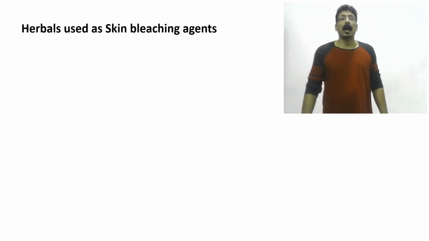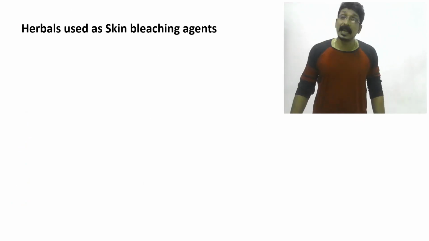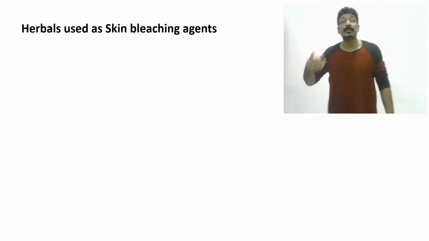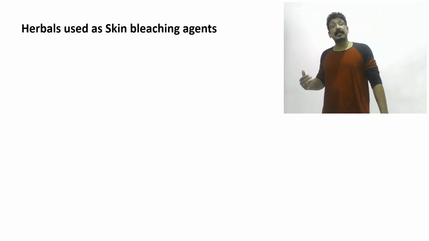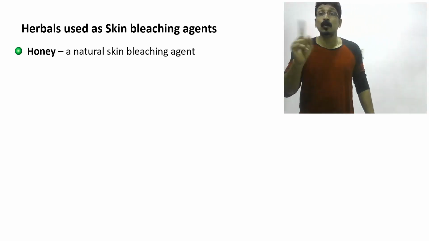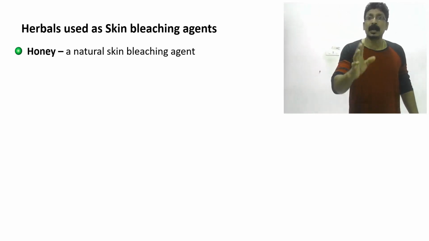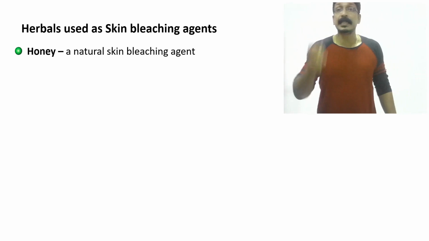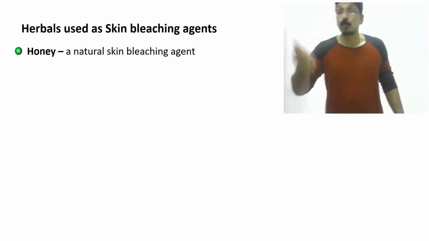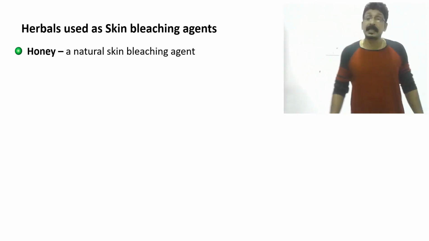And now the herbals used as skin bleaching agents. We are going to see. Now we have seen the synthetic products, and now we are going to see the herbals used as skin bleaching agents. First one, honey. Honey individually doesn't act as a bleaching agent, but by combining. Anyhow, honey is a very soothing agent, it has antiseptic and antibacterial activity, and it is moisturizing. So you can see it as a natural skin bleaching agent when it is combined.